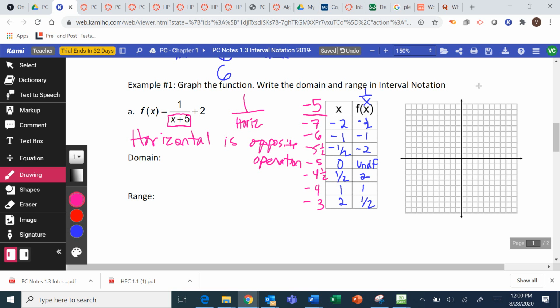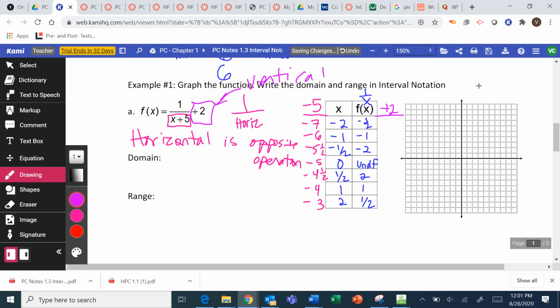And this plus 2, that is outside of the 1 over x function. It's kind of happening after we do 1 over x. That translates vertically. If it's outside of that 1 over x function, this is going to be a vertical transformation. And vertical transformations just use the same sign. So we're just going to add 2 to all my vertical numbers.